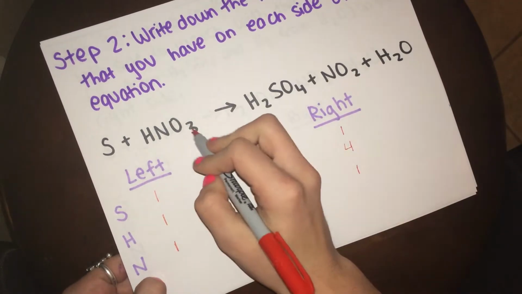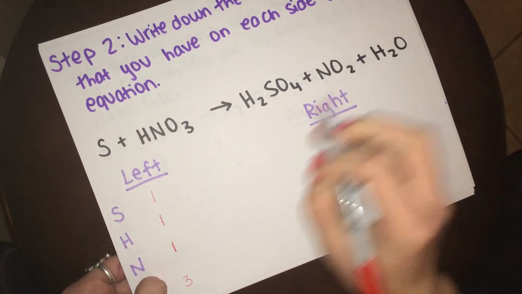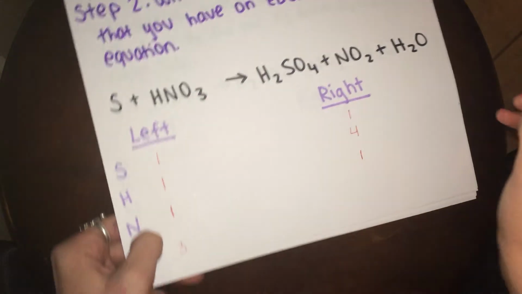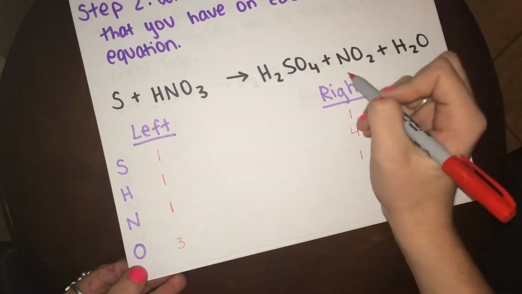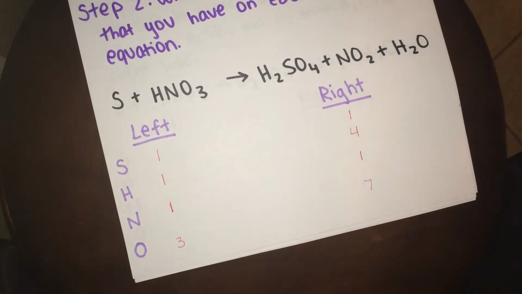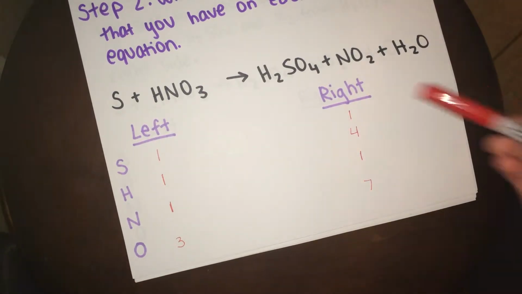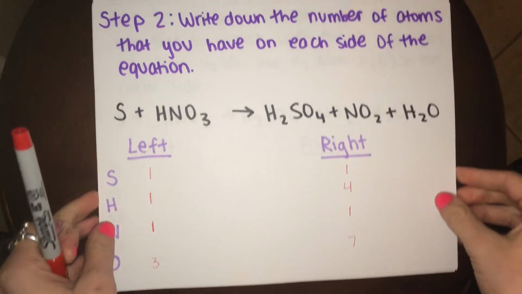With oxygen, there's 3 oxygens here. But right here, there's 1 in every place. You're just going to add them up like we did with hydrogen. So 4 oxygens plus 2 plus 1. 4 plus 2 plus 1 is 7. So there's 7 oxygens. So you can obviously see which ones are equal, which ones are not equal. So you know which ones you need to work on balancing.